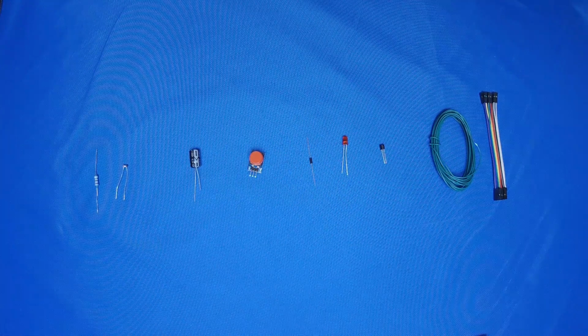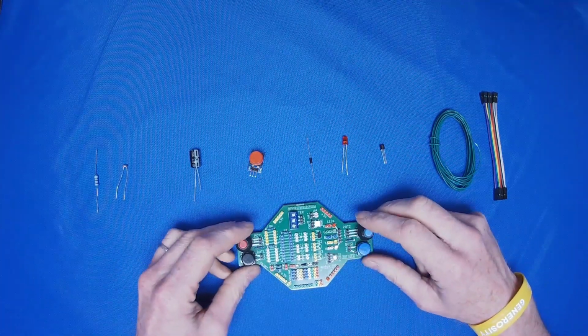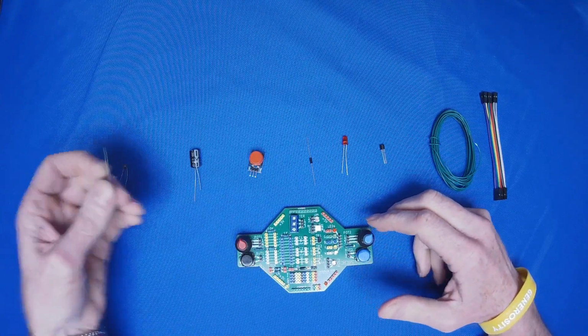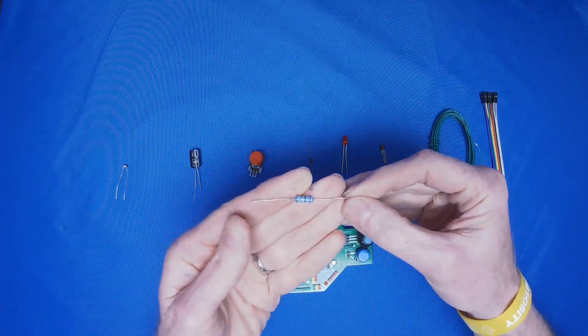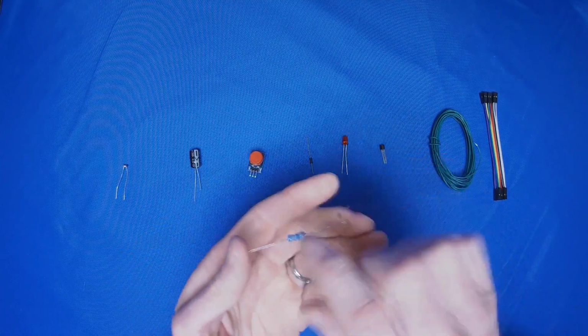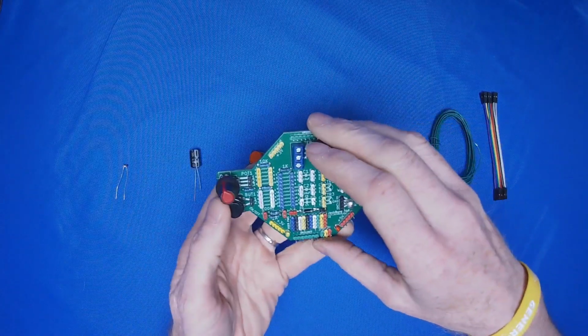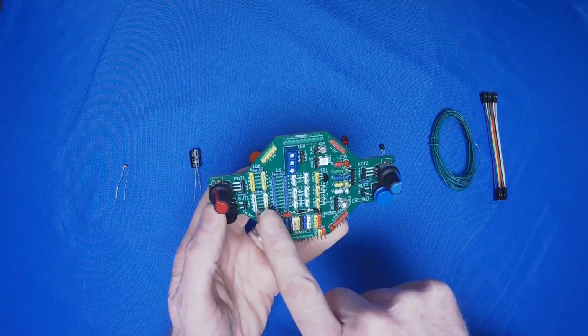Now let's have a look at some of these parts in more detail and also look at where they are on the JackBord top. So for a start we have the resistor, and once again all the resistor does is resist the flow of current going through a circuit. And on the top, these are the resistors here.